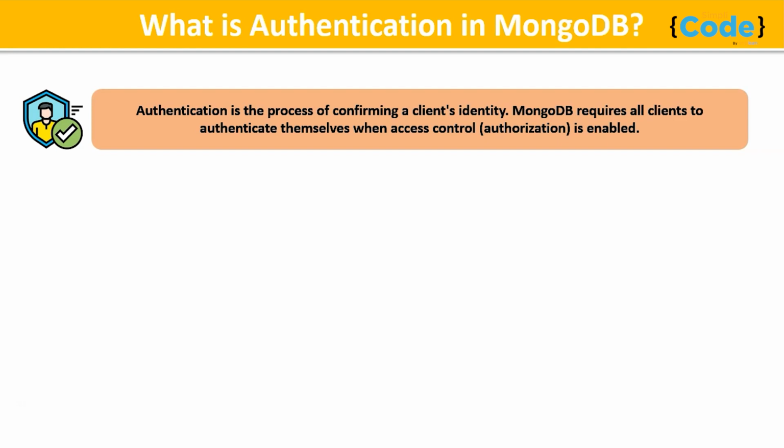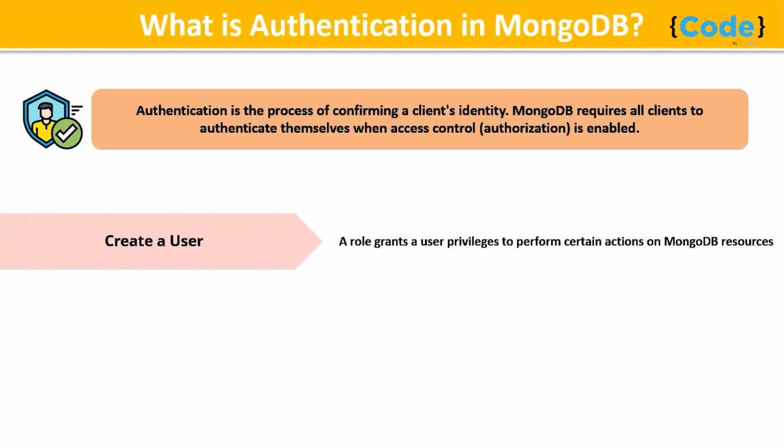It is basically the process of confirming a client's identity. That is, it requires all clients to authenticate themselves whenever access control, that is, authorization, is enabled. Now, authentication is done in three different stages. Firstly, we have to create users. Users who have access control enabled must identify themselves and are only permitted to take actions that fall under the permissions granted by the role assigned to them.